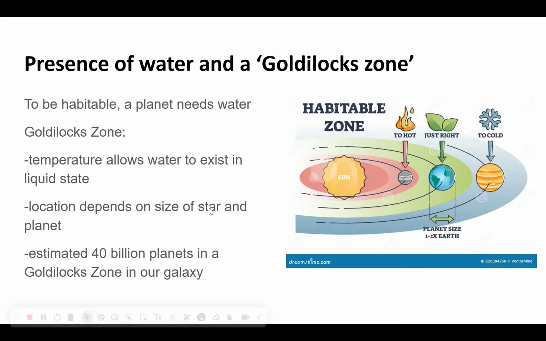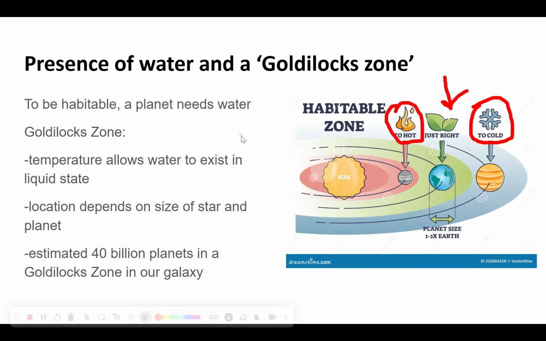In order to be habitable, a planet needs water. And the Goldilocks zone, as it relates to astrophysics, means that the temperature of the planet cannot be too hot or too cold, and those twos have the wrong number of O's, but we're just going to ignore it. It has to be just right. And in our solar system, Earth is the planet that is just right.